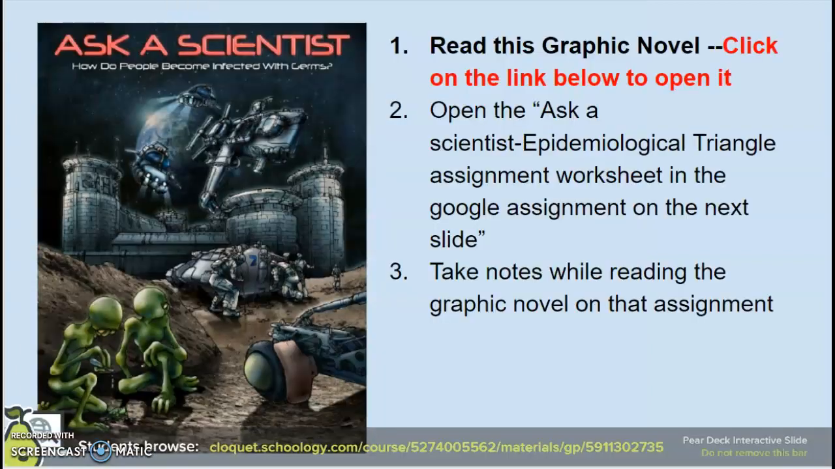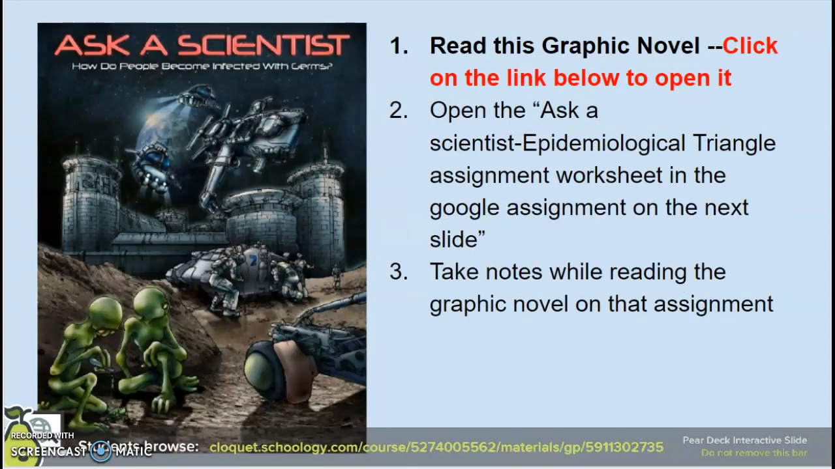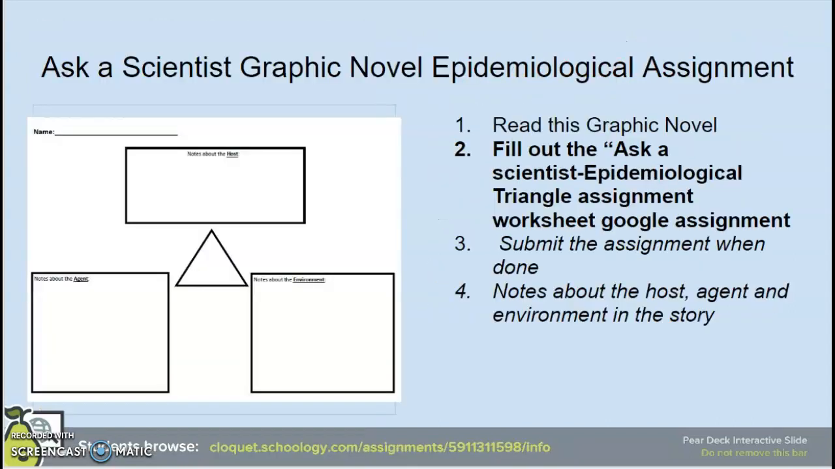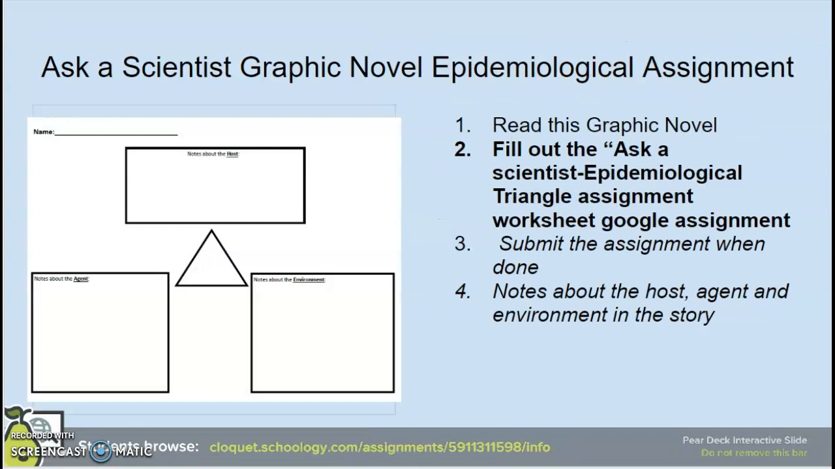On slide 15, you should see something pop up on the side here. There's a graphic novel. Once you pop open this graphic novel, you're going to open the Ask a Scientist Epidemiological Triangle Assignment Worksheet. That's going to be on the next slide. So on these two slides, you're going to be opening two different things that go together. So on slide 15, you're going to open up the graphic novel, and on slide 16, you're going to open up this Google assignment.